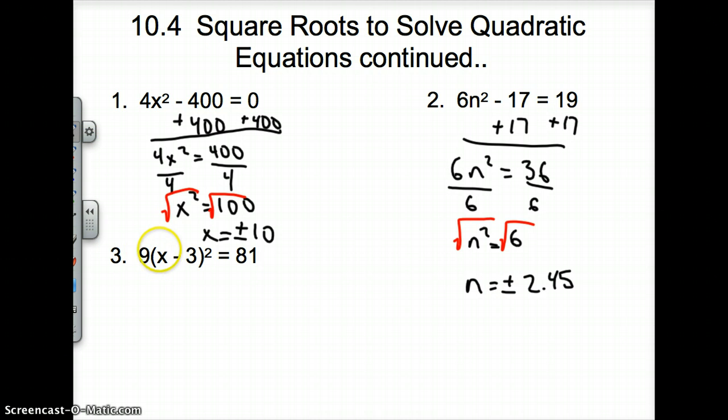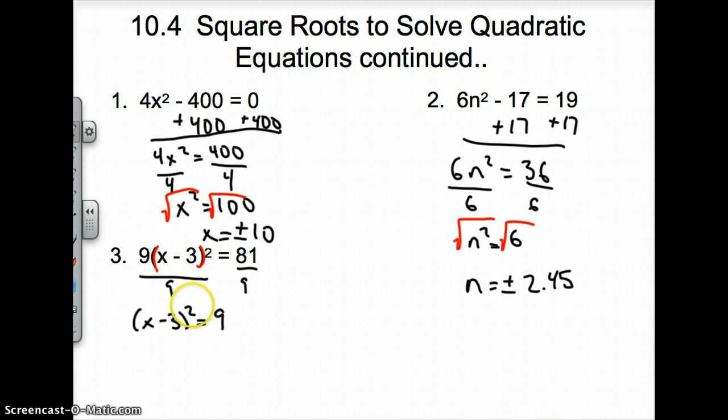And now for number 3. Here we have 9 times the quantity x minus 3, quantity squared, equaling 81. Remember, we want to get these parentheses all by themselves. Well, how do we do that? What is attached to the parentheses? The 9 through multiplication. How do you undo multiplication? Through division. So we divide each side by 9. So we come up with x minus 3, quantity squared equals 9.